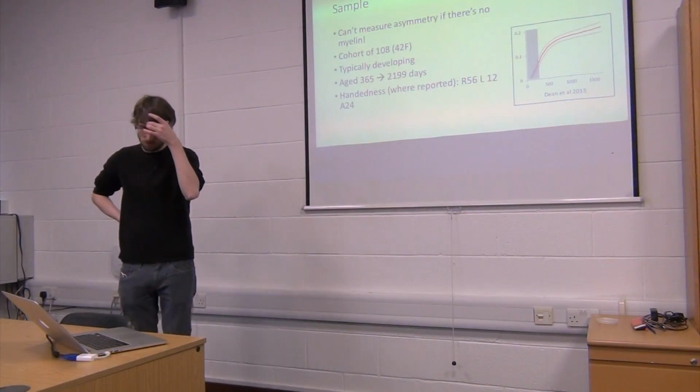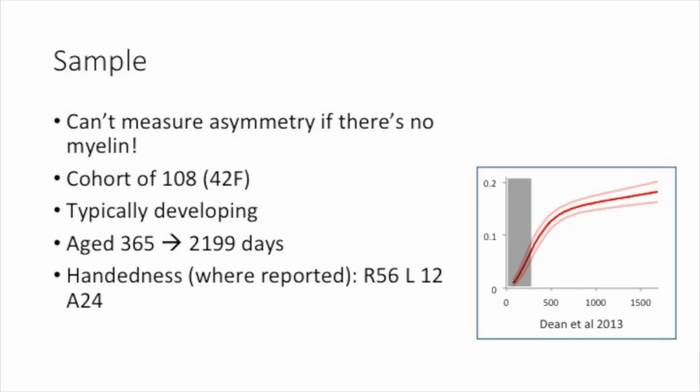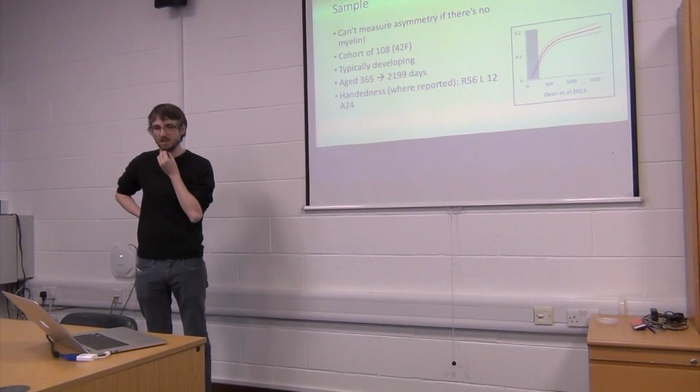And in this cohort, we have about 108 children. They're aged between a range of 1 year to about 6 years. The handedness where it's been established is there, but we didn't really find any associations with handedness, so it doesn't really come up again. They're all typically developing, so there's no reason to think that there's any problem with these children.